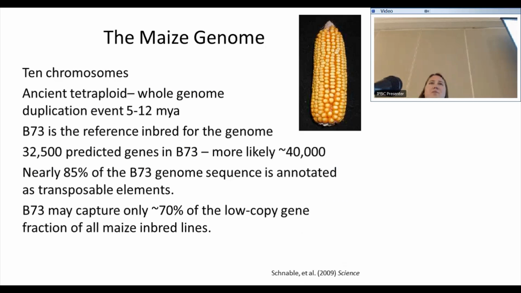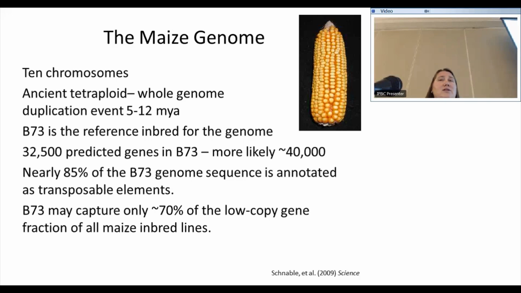So the Maize Genome sequence was announced a few years ago. Maize has 10 chromosomes. It's an ancient tetraploid. So a long time ago in a land far, far away, there were 5 chromosomes, and each of the chromosomes doubled. And so now we have 10 chromosomes today. And that duplication event happened about 12 million years ago.